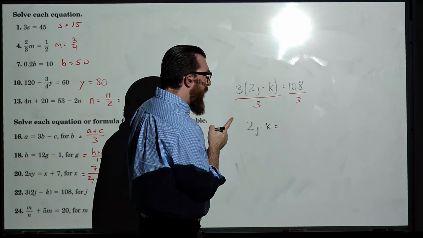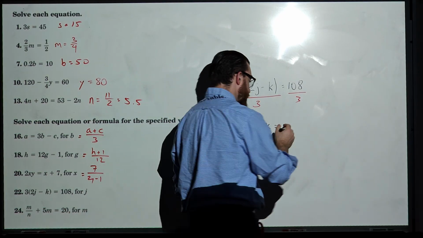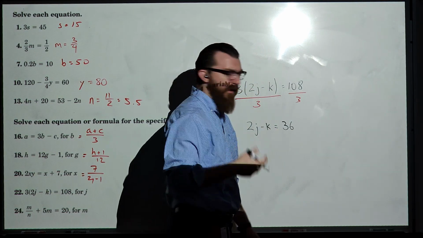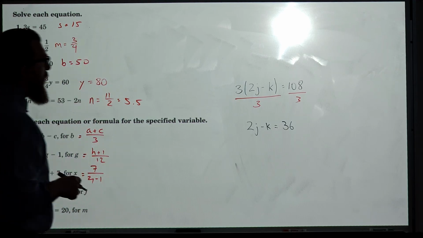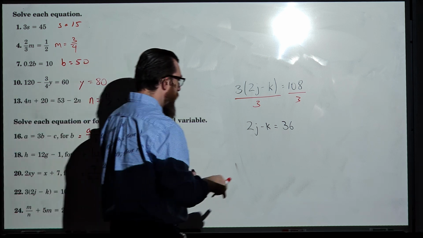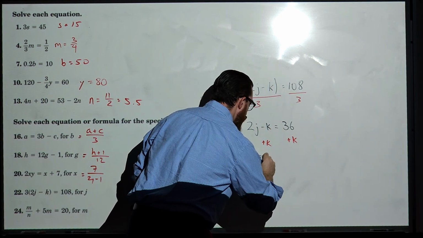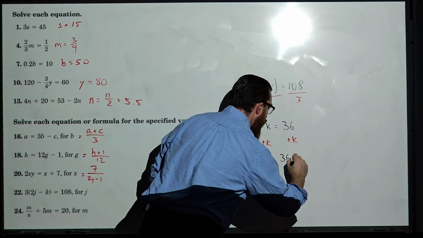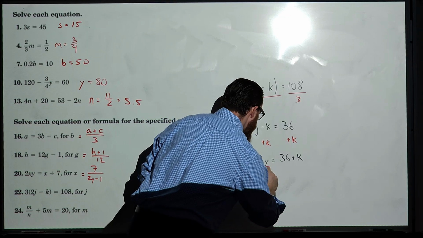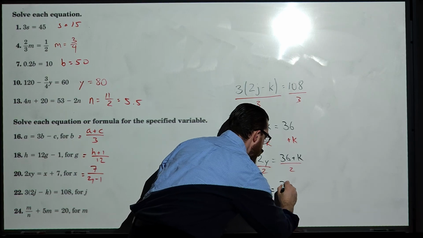I know that that's 9 times 12. So if I divide that by 3, that would be the same thing as 3 times 12, which is 36. Is that right? 3 times 6 is 18, so it ends in an 8. Yeah, that's right. Okay, so if I'm solving for j, I need to get j by itself. I'm going to add k to both sides. That's going to give me 2j equals 36 plus k. And the almost last step is to divide both sides by 2.